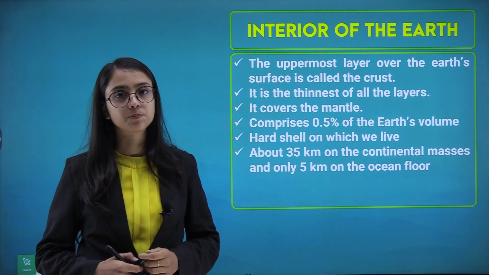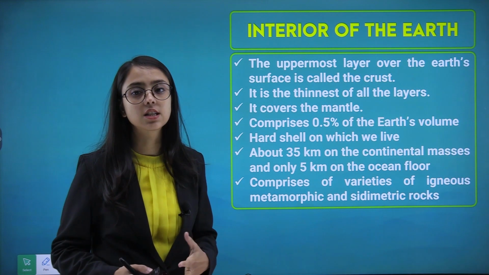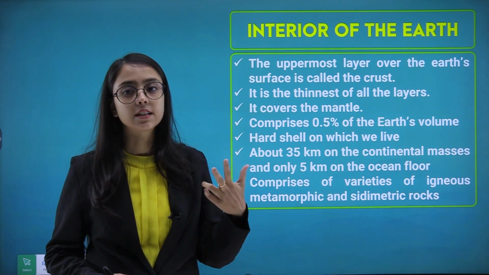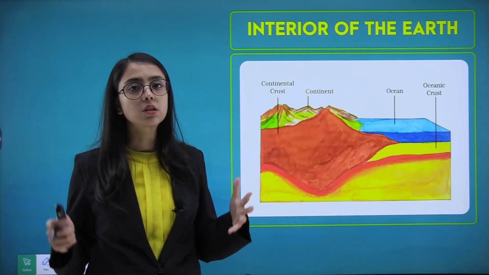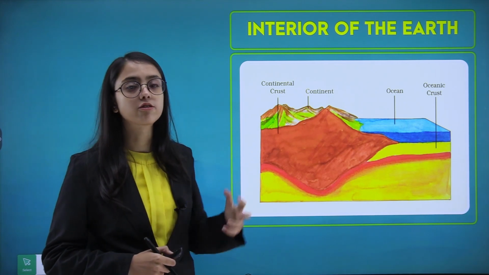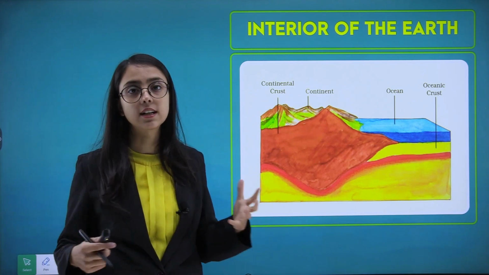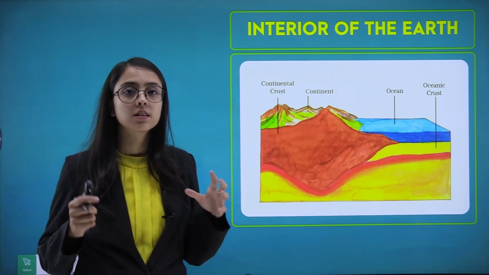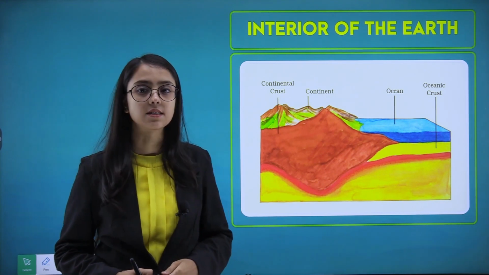on the earth. Now, the crust comprises varieties of rocks such as igneous rocks, metamorphic rocks, and sedimentary rocks. The crust of the earth also comprises different elements. The continental crust, which makes up the continents or the land that we live on, and the oceanic crust. This supports the oceans or the large scale water bodies and seas.